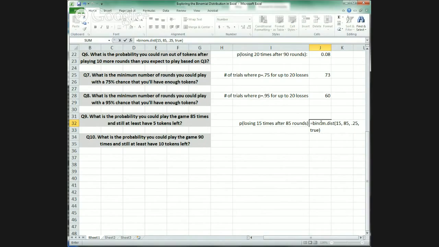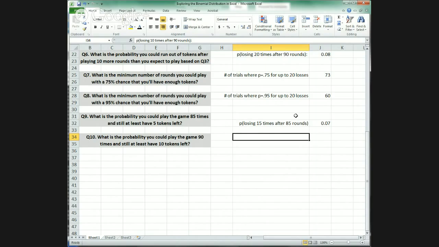So we want the probability of losing anywhere from 0 to 15 times out of 85 rounds. That probability is 0.07. So not very good. We don't stand a very good chance of playing 85 times and leaving the game with at least 5 tokens left. Then the last question is going to be the same type of thing, but again, I'm rephrasing it so that you can get more practice with extracting the information that you need out of these questions.